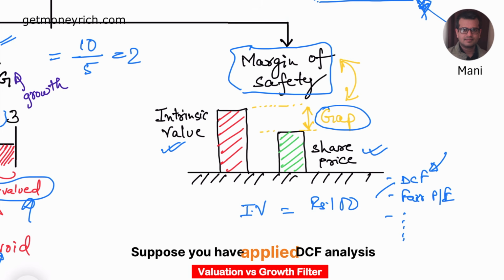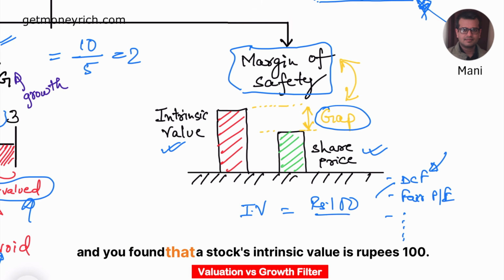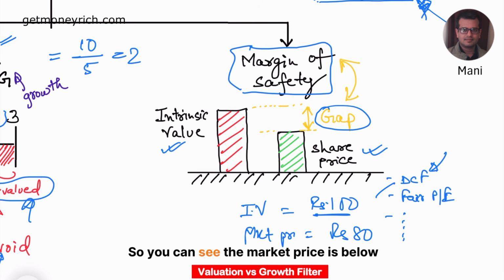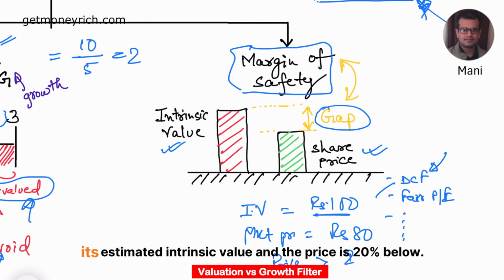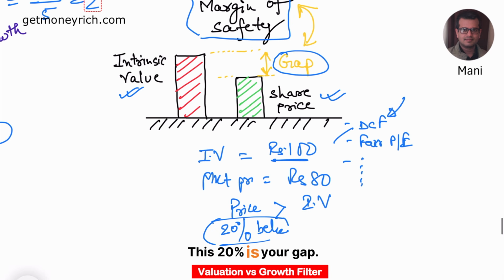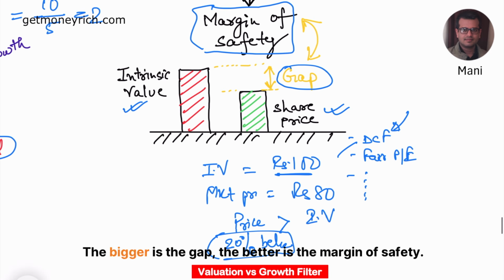Suppose you have applied DCF analysis and found that a stock's intrinsic value is rupees 100, but its market price, let's say, is rupees 80. So you can see the market price is below its estimated intrinsic value, and the price is 20% below. So this is the gap. This 20% is your gap. The bigger the gap, the better the margin of safety.